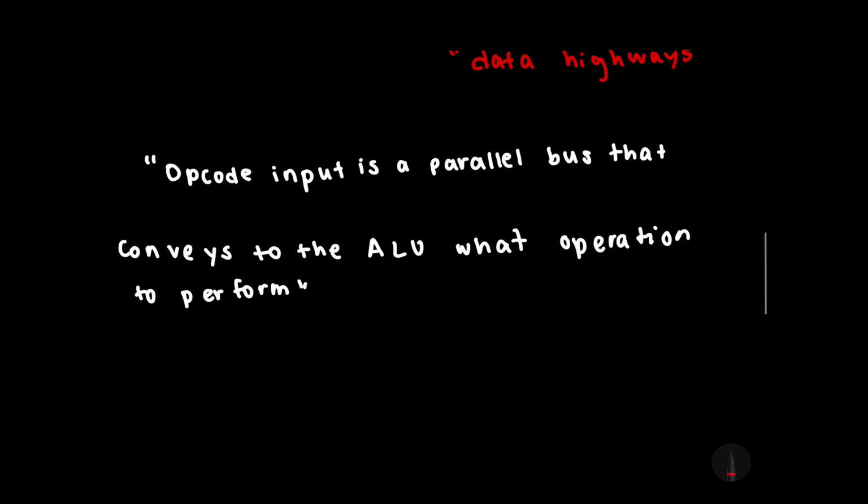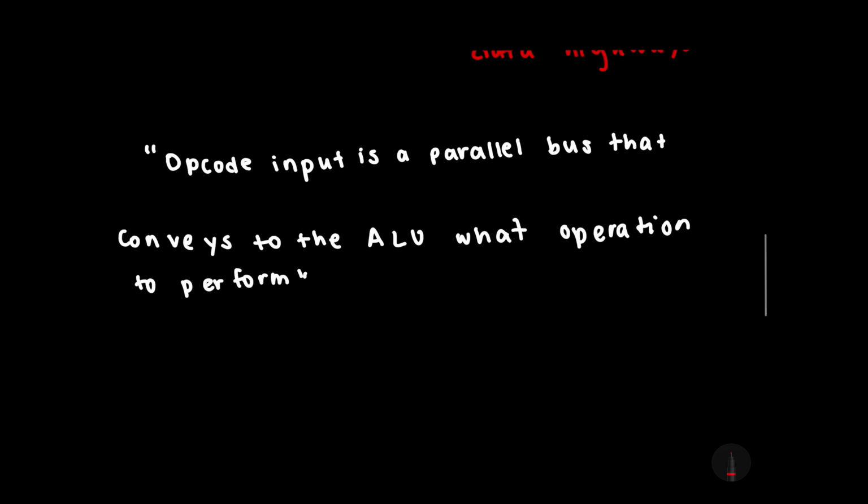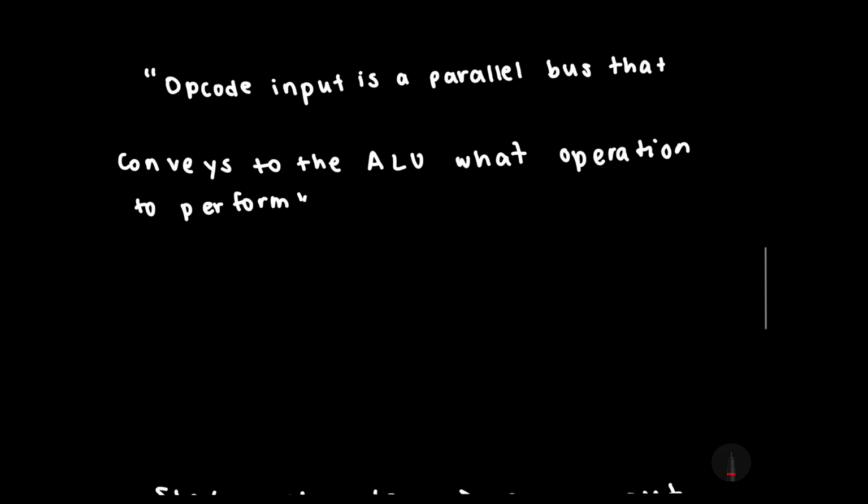So opcode and status. Opcode input is a parallel bus that conveys to the ALU what operation to perform. In this case, it's our selection lines and carry-in, which tell the ALU to do one of its many either arithmetic or logic-based operations.